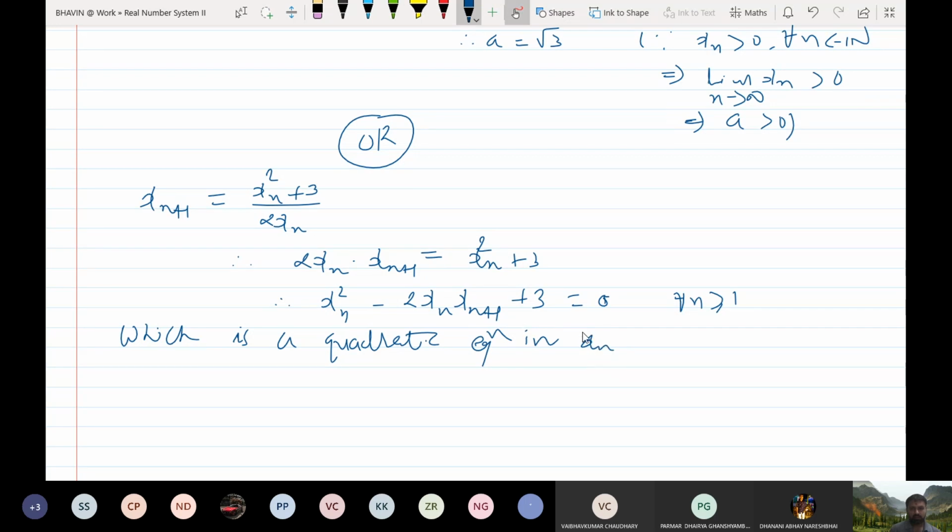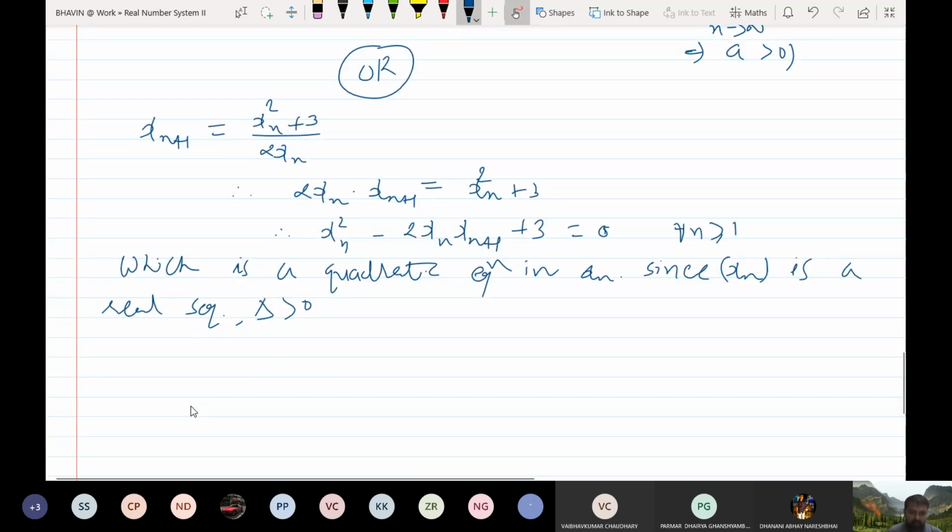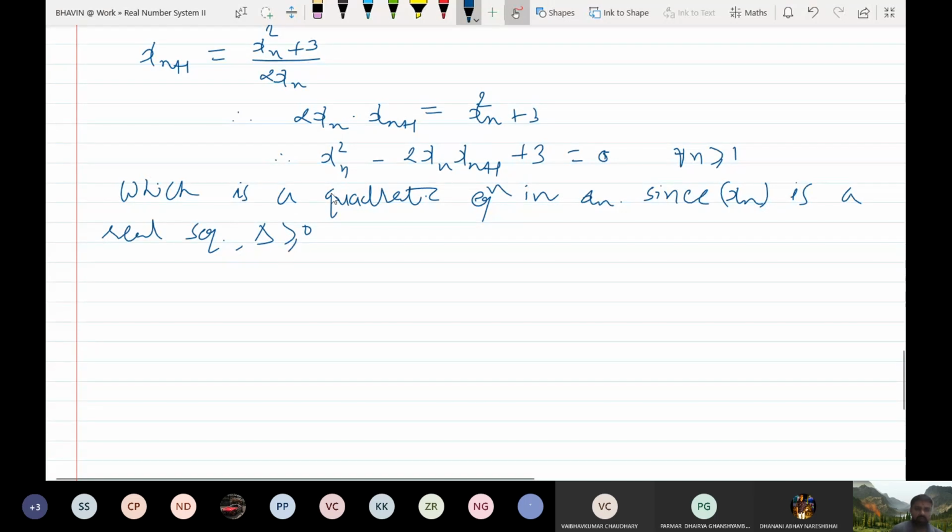in xn, and since xn is a real sequence, its discriminant delta should be positive, greater than or equal to 0. Do you understand? Why is delta positive? Since xn's are real, this quadratic equation must have a real solution, and to have a real solution, its discriminant must be positive. So now what is delta? It is nothing but b square minus 4ac.